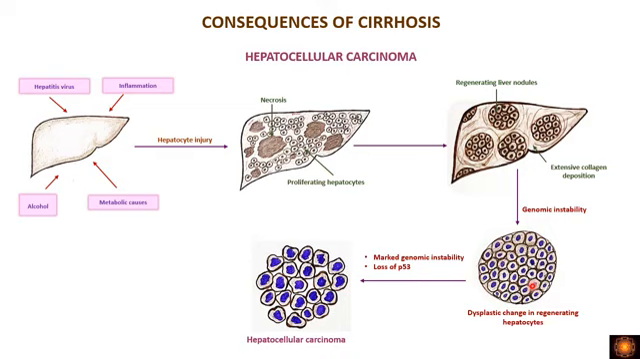Later on, if there is a marked genomic instability and loss of p53 in these dysplastic hepatocytes, that leads to the development of hepatocellular carcinoma. So mainly, when the cells are proliferating very fast, they can miss the checkpoints and that can develop genomic instability. That is the cause for the development of hepatocellular carcinoma.